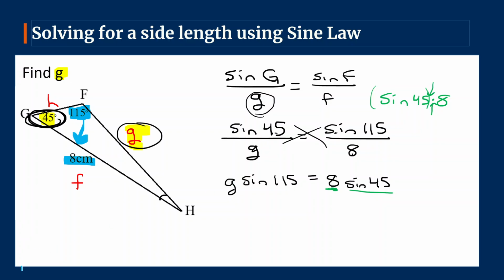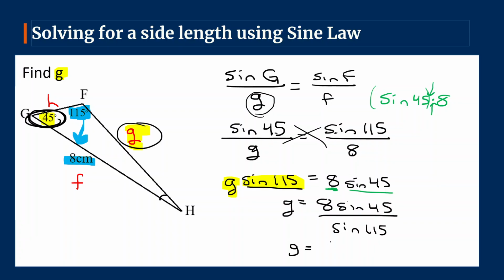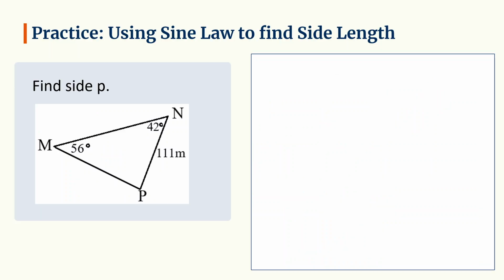So where are we? We're trying to solve for side G. And right now G is multiplied by sine 115. So I want to get rid of sine 115. And of course, the way we get rid of something that's multiplied is we divide on both sides by sine 115. So I have sine 45 over sine 115. And then when I type that into my calculator, I get that G is 6.2 centimeters. And that makes reasonable sense with what's happening in the diagram. So that is a typical sine law question. Here's another one. I encourage you to press pause and try this one on your own.